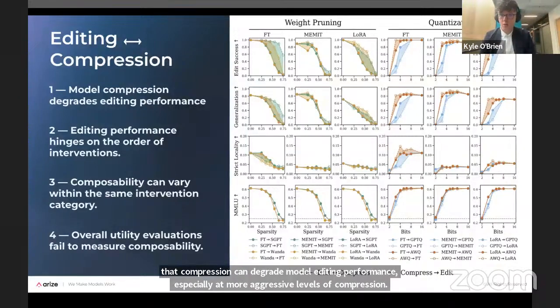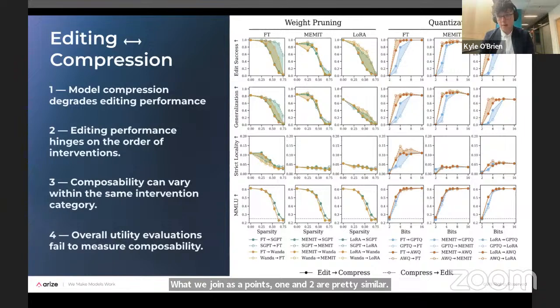But for weight pruning, what we found was that it's generally better to apply your edits after you prune your model. And to a similar extent, but less so with quantization. What we find is that if you edit first and then compress afterwards, these compression algorithms tend to undo or corrupt the previously successful edits.